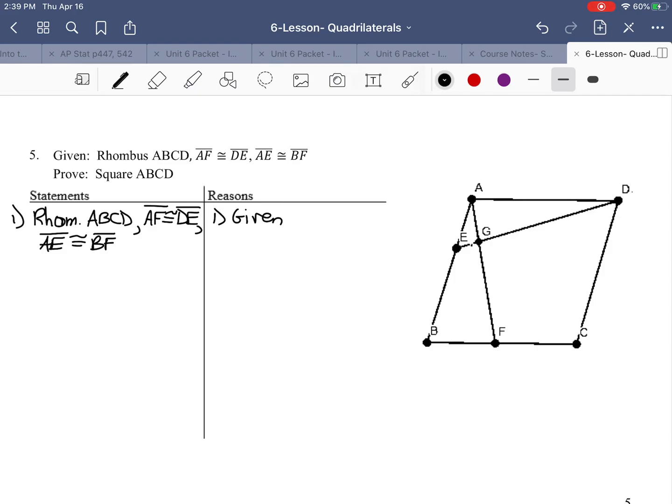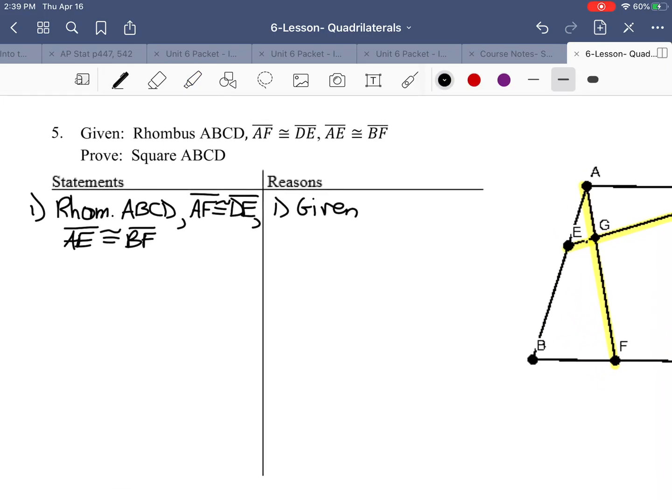All right, so ABCD, AFDE. Where's my DE? Okay. So somehow we gotta prove this is a square. That sounds exciting. Because it's a rhombus, we know that all sides are congruent. That's great news.